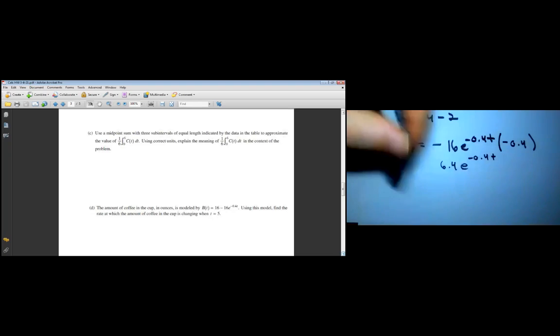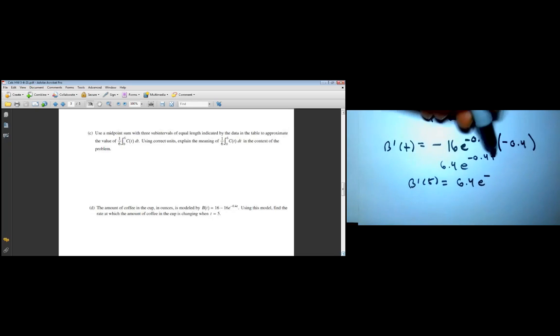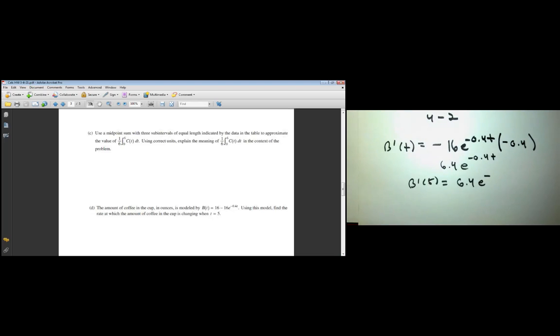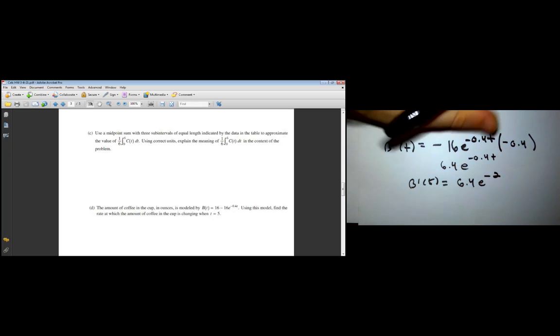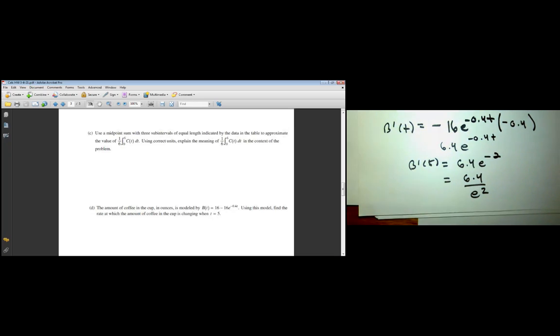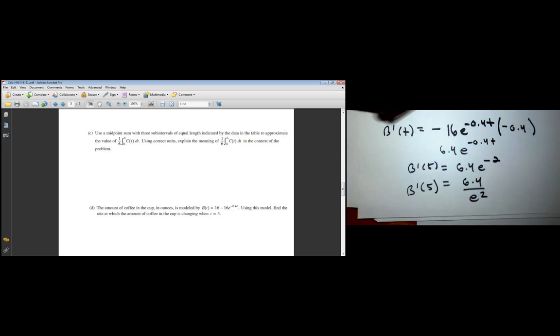Okay, now that we have a derivative, I'm going to go B prime of 5, and that's just going to be 6.4 e to the negative, if we put a 5 in there, 5 times 0.4, that's like 2/5 of 5. You got to do some math now. That's going to be what? Are we good with negative 2? So cleaning that up, I'm going to call this 6.4 over e squared for a final answer. Comments, questions, thoughts? Okay.